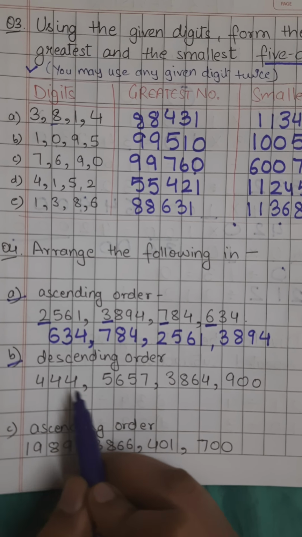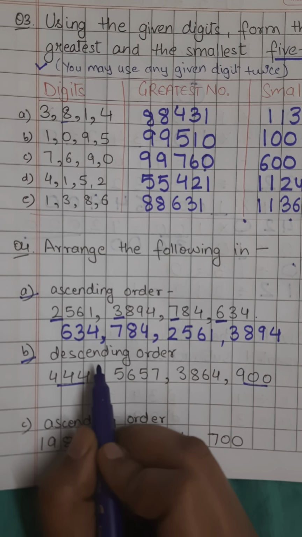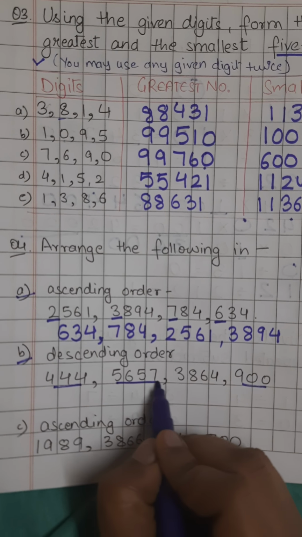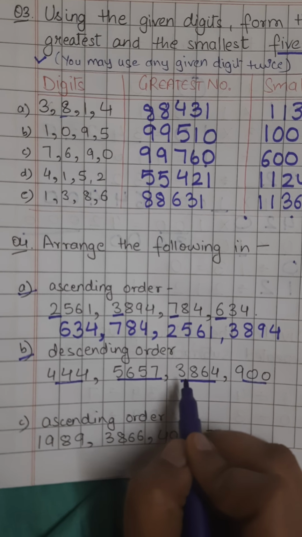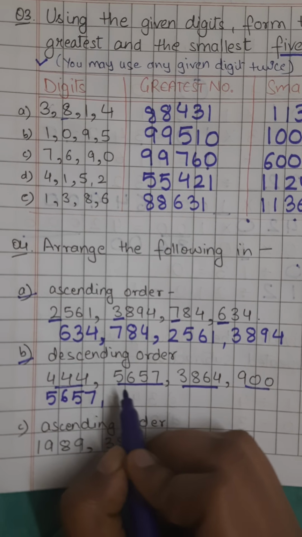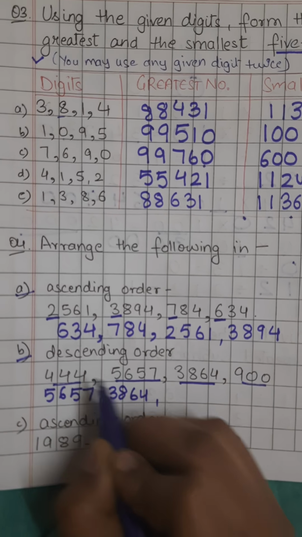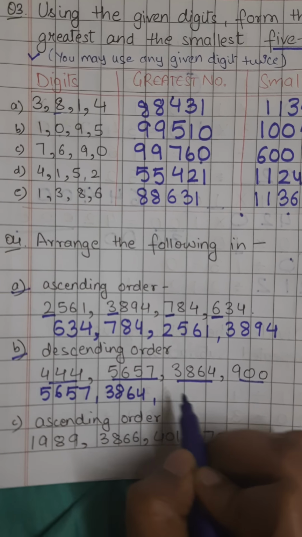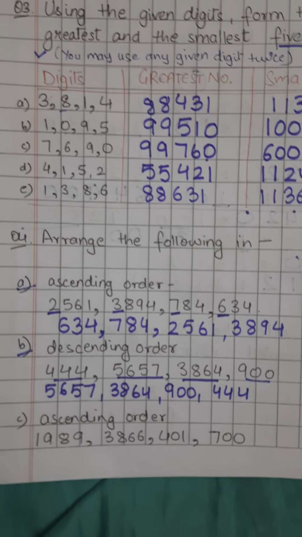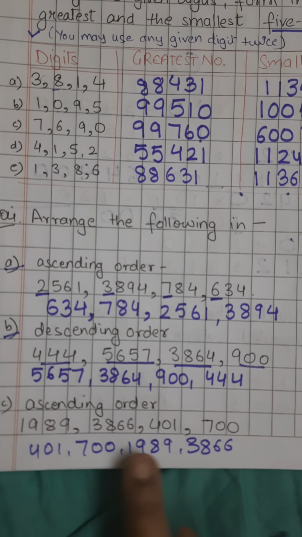Again descending, first we will see the numbers. All right, we have 3-digit numbers. So for descending order, we move from largest to the smallest. So first let us start with our 4-digit numbers. Now here 5 and 3. So 5 is the biggest number over here. So 5657, right? Then 3864. And then out of these 900 and 444, which one is greater? 900. And then last one is 444. All right. Similarly, you are going to solve the ascending order also.